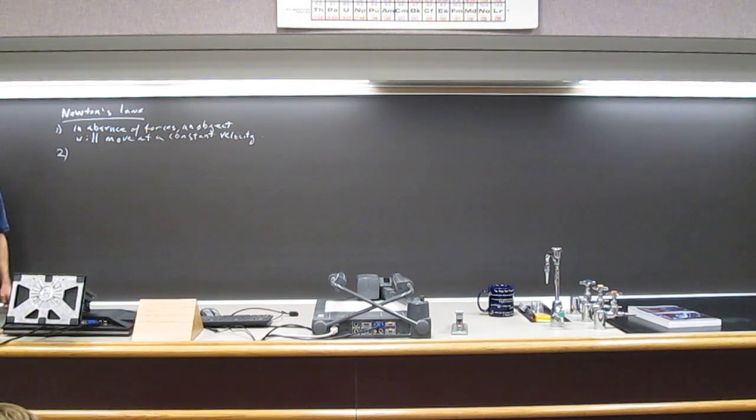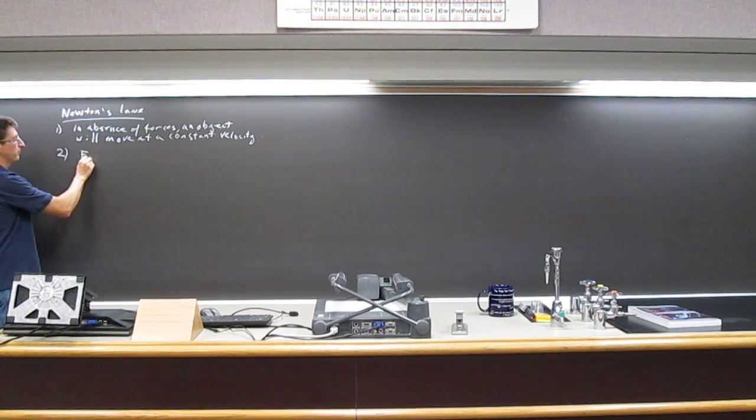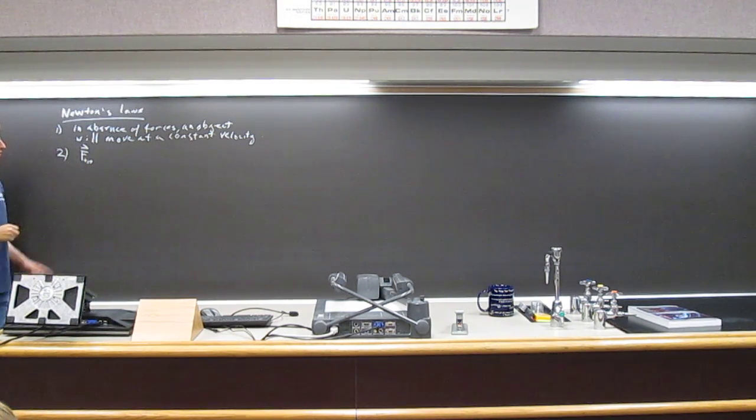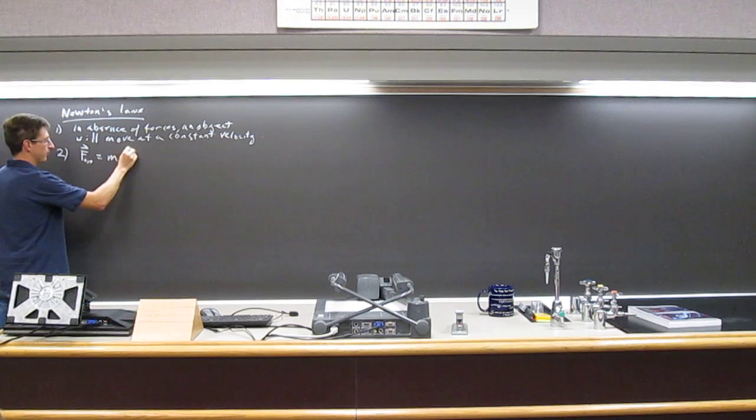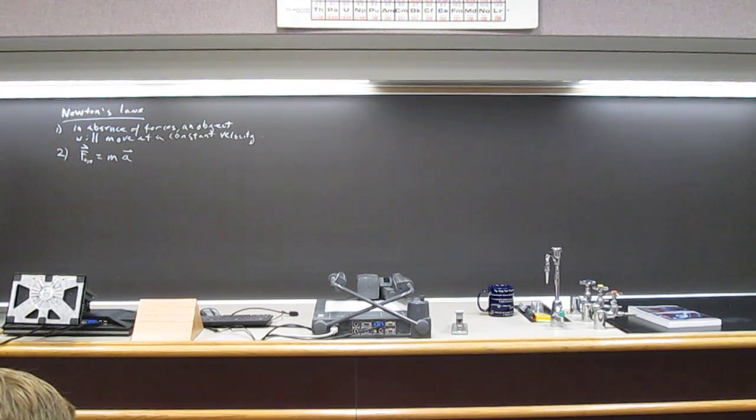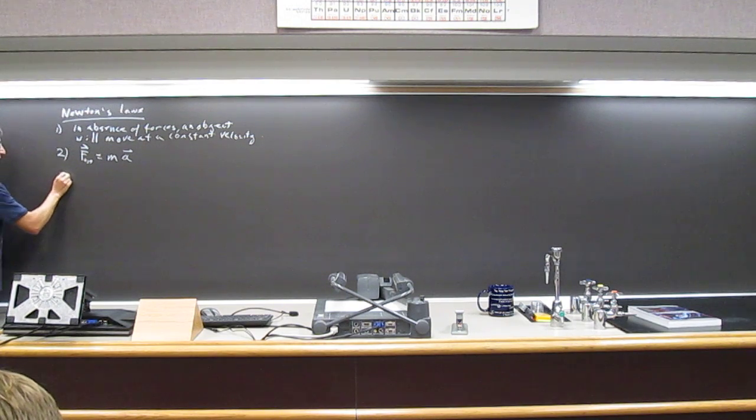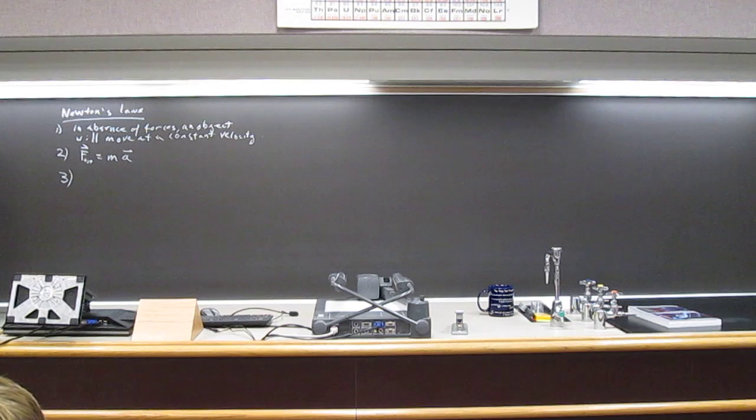There's a relation between force and acceleration, and that is that the total force on an object, F total force, is equal to the mass of the object times the acceleration of the object. The relation between 2 vectors. The total force on an object is equal to the mass of an object times its acceleration.